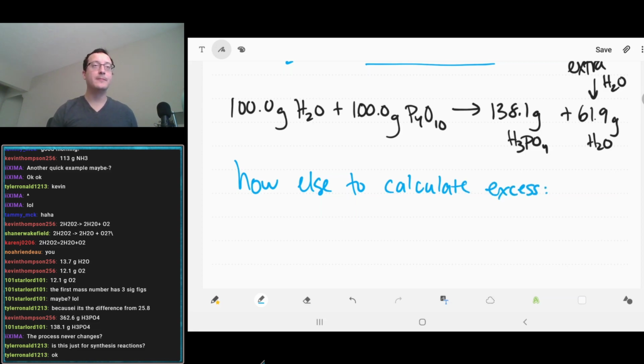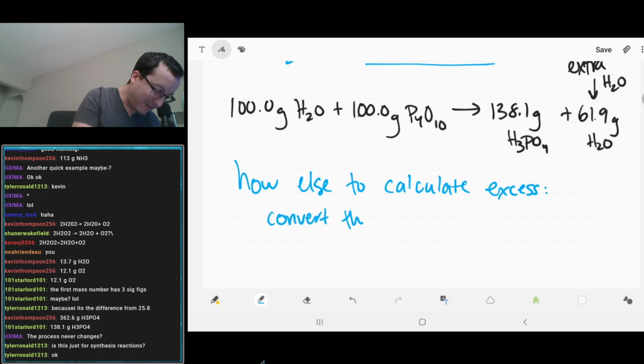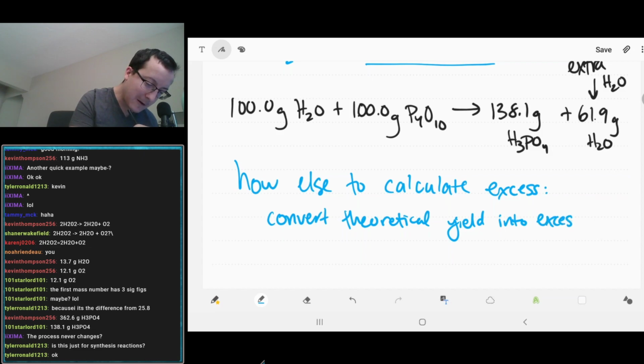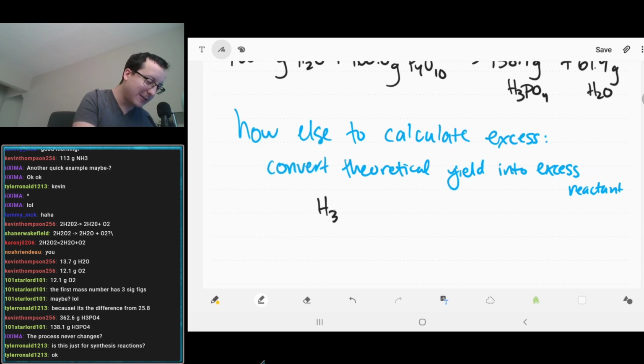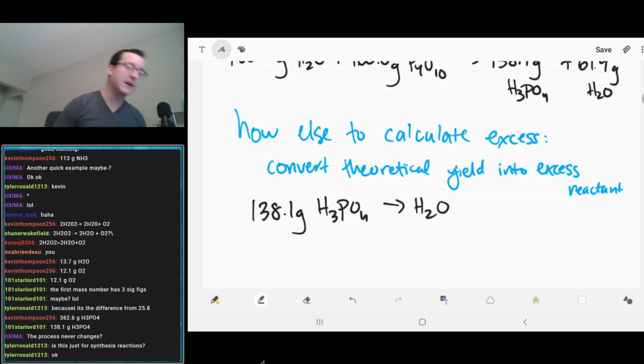And what we're going to do is convert theoretical yield into excess reactant. For this problem, that means we are going to be converting our H3PO4 into water. We're going to take our 138.1 grams of phosphoric acid and convert that into grams of water.